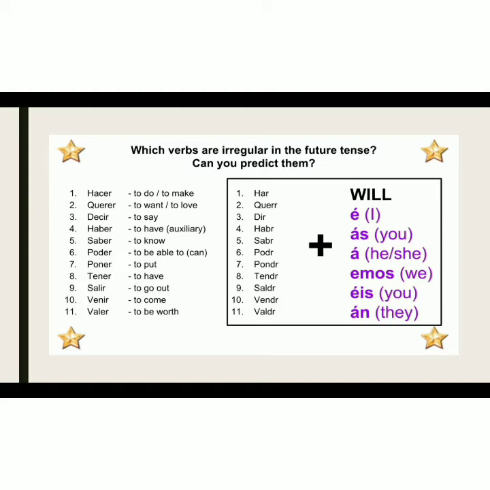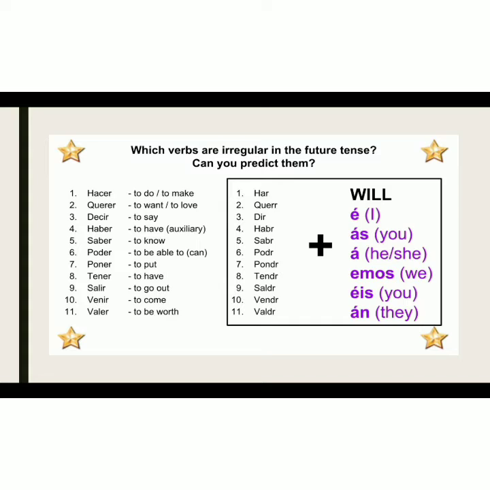Remember, irregular verbs in Spanish take an irregular stem before being conjugated. Look at the examples in the square. Look how hacer became har, querer became querr, decir became dir, haber became habr, saber became sabr, poder became podr, poner became pondr, tener became tendr, salir, saldr, venir, vendr, and valer, valdr.